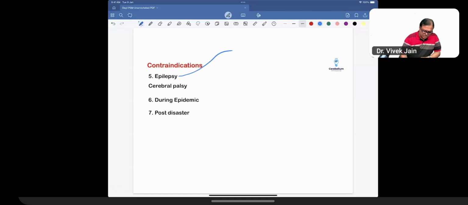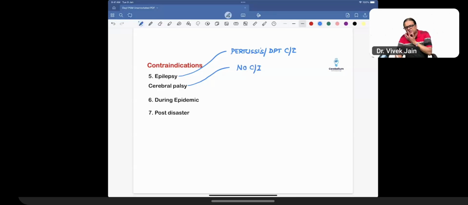Epilepsy. Which vaccine should be avoided? Pertussis. Not in the choice as DPT, because pertussis is not given alone. Cerebral palsy. Which vaccine is contraindicated? There is no contraindication. Reason? What is the reason for this, friends? Yes, epilepsy is an active progressive neurological disorder. Cerebral palsy is a non-progressive neurological disorder.